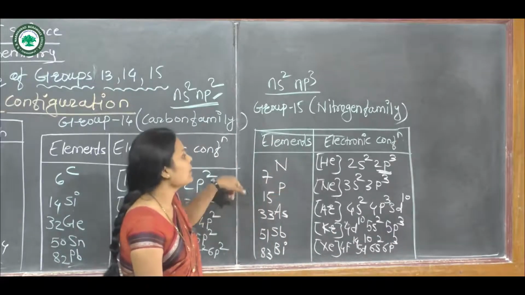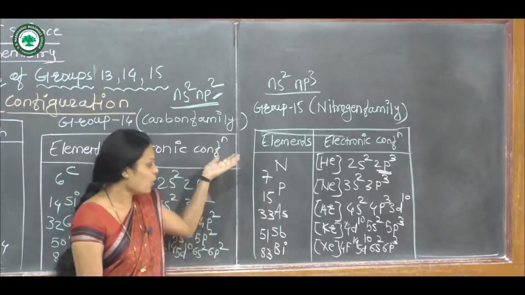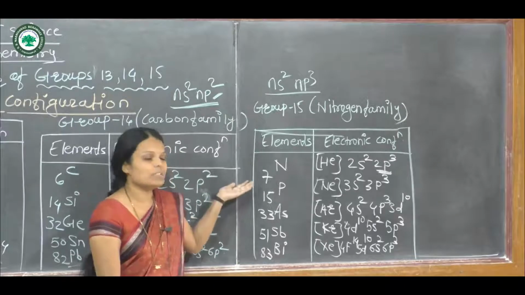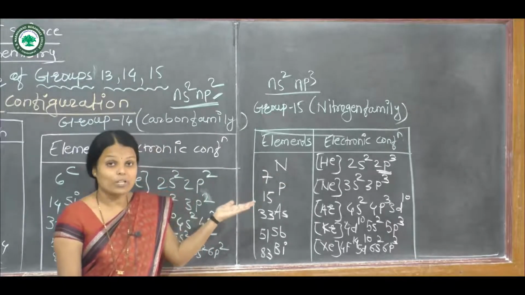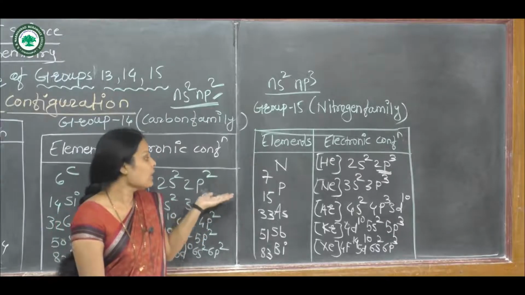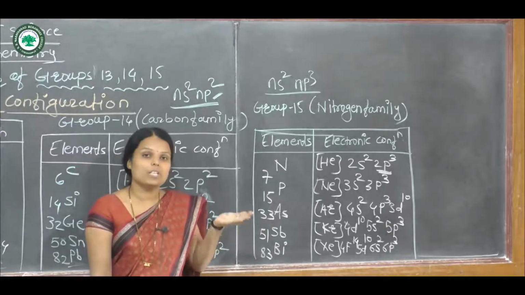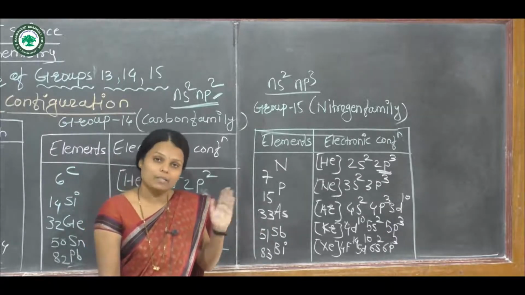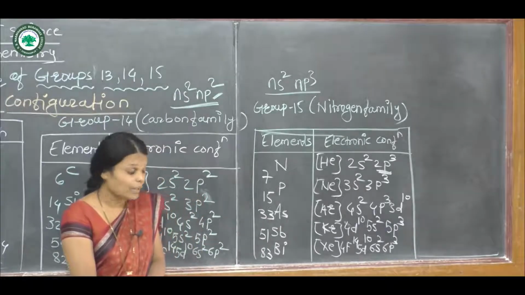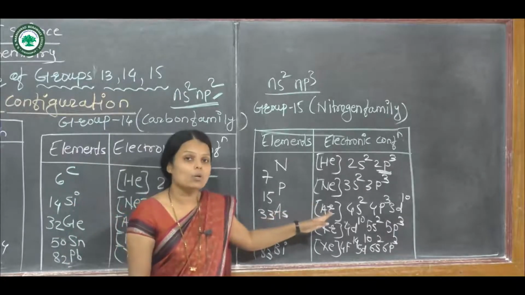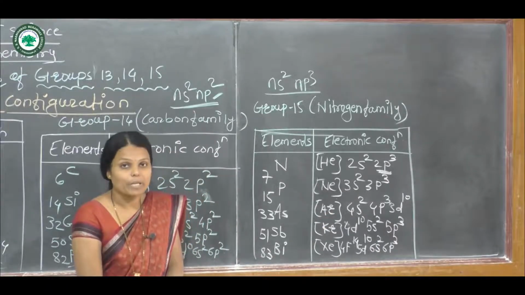This is the condensed electronic configuration of the nitrogen family, all of these 5 elements. The first one is nitrogen, atomic number 7, and its electronic configuration is 2s2, 2p3. Now phosphorus, atomic number 15, its electronic configuration is neon, 3s2, 3p3. Now the next element, arsenic, its atomic number is 33 and it's represented by argon. Its electronic configuration is 3d10, 4s2, 4p3.